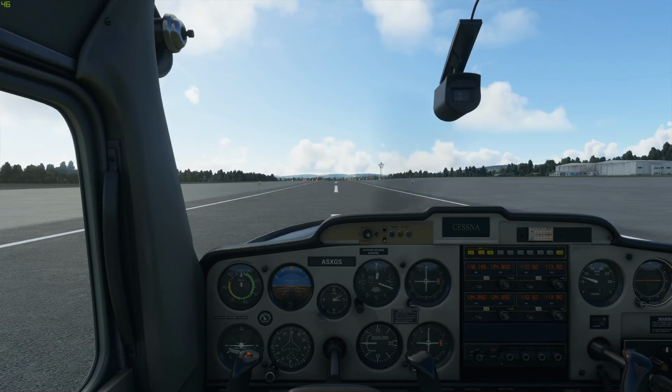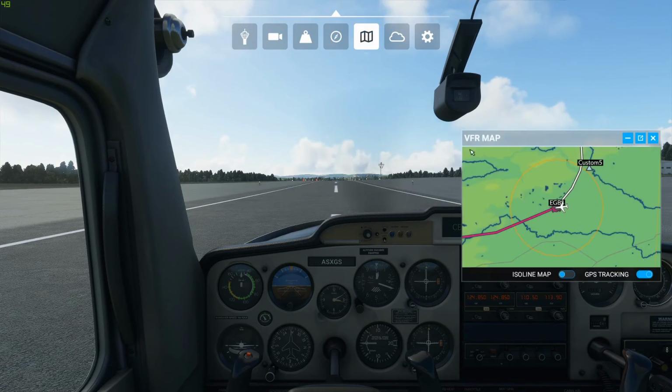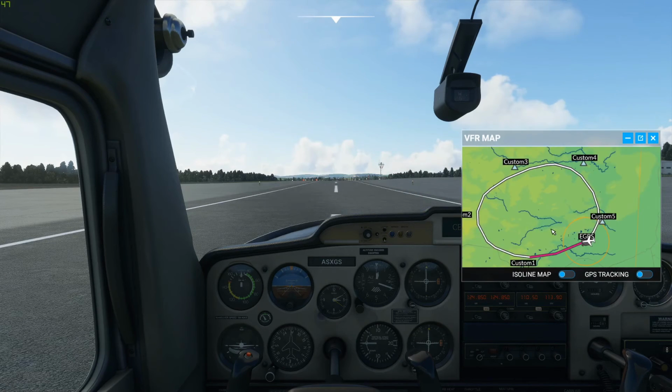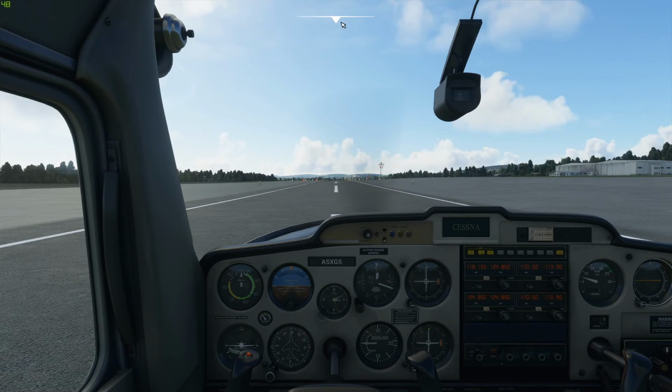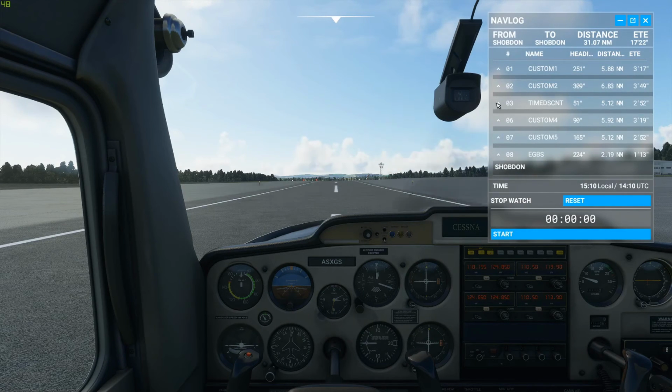Okay, so here we are in the cockpit of the Cessna 152. We're ready for departure, and I just want to show you what we've been able to achieve. If I go to the VFR map, you'll see that the routing that we've created does actually appear on the map, so if at any point we get lost, we can refer back to this to get back to where we need to be. In addition to that, we have got the Navilog, which is what we're going to be using to help us carry out our routing today.